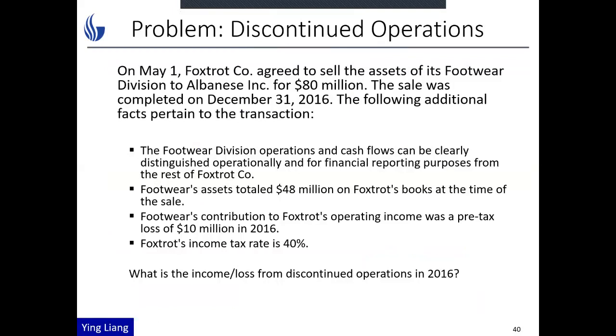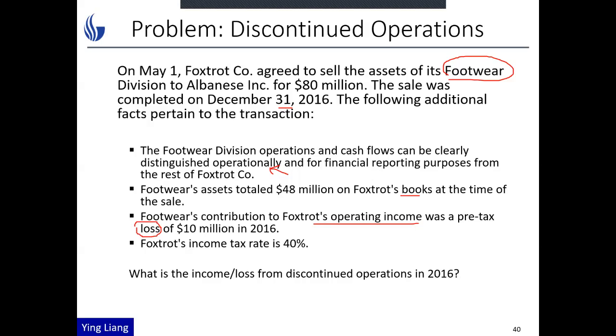Okay, on May the 1st, Foxtrot agreed to sell the assets of its footwear division to Albanese for $80 million. The sale was completed on December 31st, so the same year. The following additional facts pertain to the transaction. The footwear division's operations and cash flows can be clearly distinguished operationally, so this means it qualifies as discontinued ops. Second, the assets totaled $48 million on the books, so the book value of the assets is $48 million. Footwear's contribution to Foxtrot's operating income was a pre-tax loss of $10 million. The income tax rate is 40%.